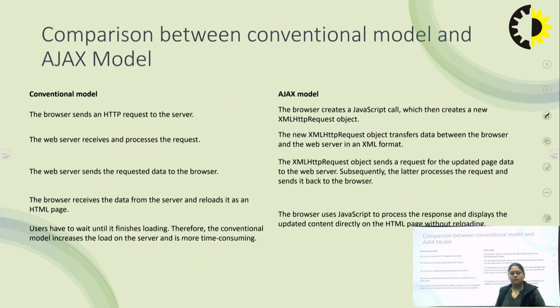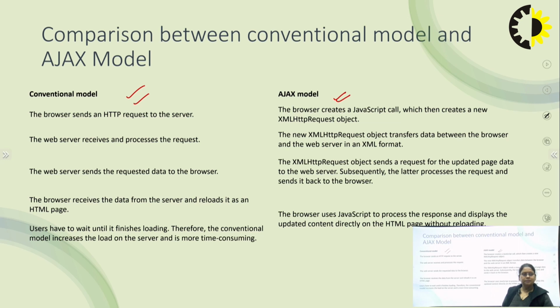So, if we compare the conventional model to the Ajax model, what is the difference? We have already used the conventional model, but why is there a need to use the Ajax model? Because there are certain benefits of using the Ajax model over the conventional model.